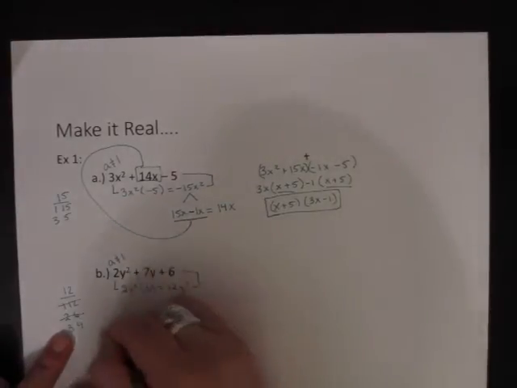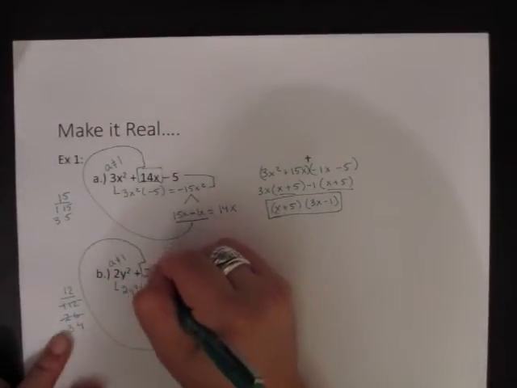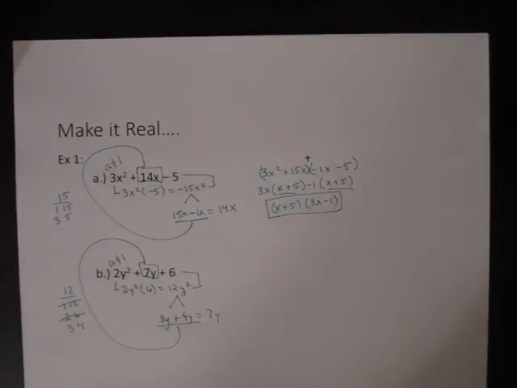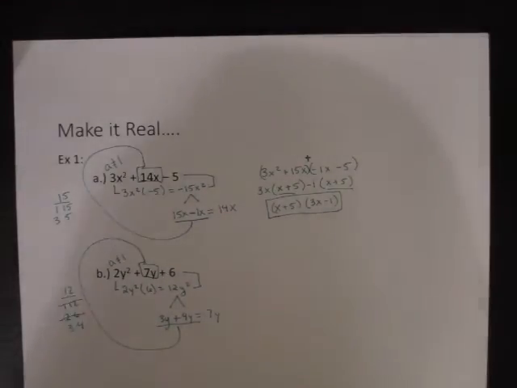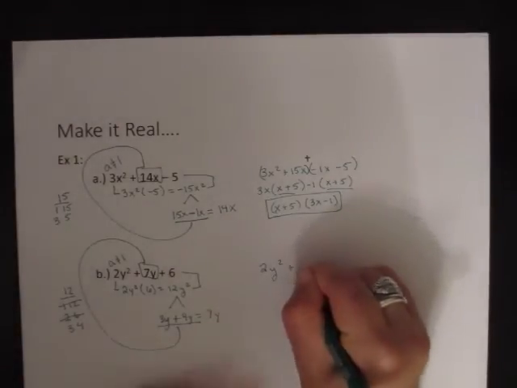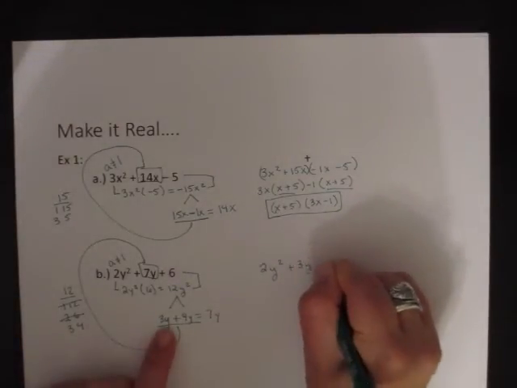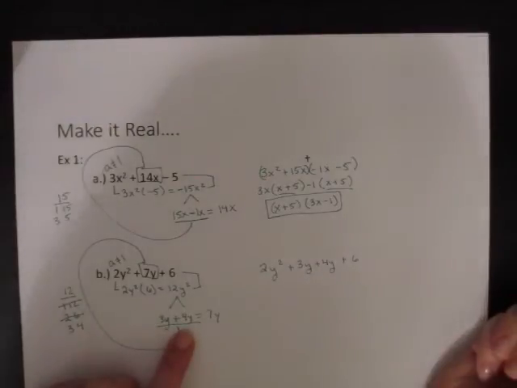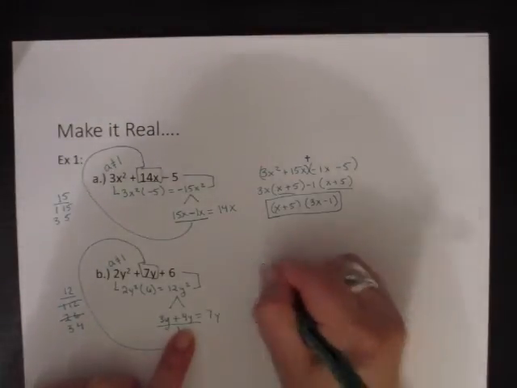So then I'm going to take this result and plug it into my b, so I can make a 4-term polynomial so that I can factor by grouping. So here we go: 2y squared plus 3y plus 4y plus 6. Now I have my 4 terms, so I can group.